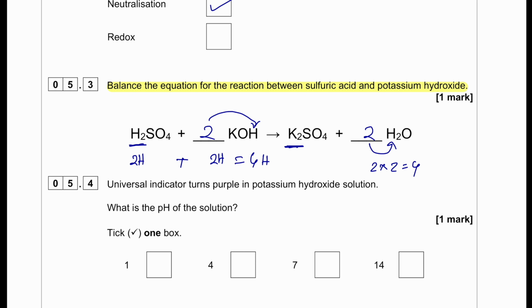So we get 2 times 2, 4 hydrogens. Now to match the oxygen, you can see there are 2 oxygens in here, and if you notice carefully, there is 2 oxygen in here. The oxygen in the sulfate is already present in the sulfate, so we do not need to count it separately.